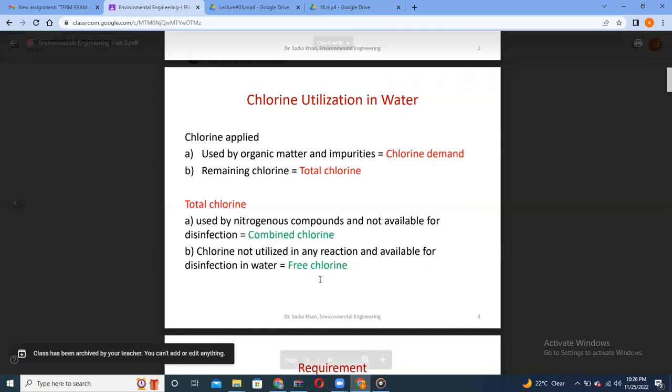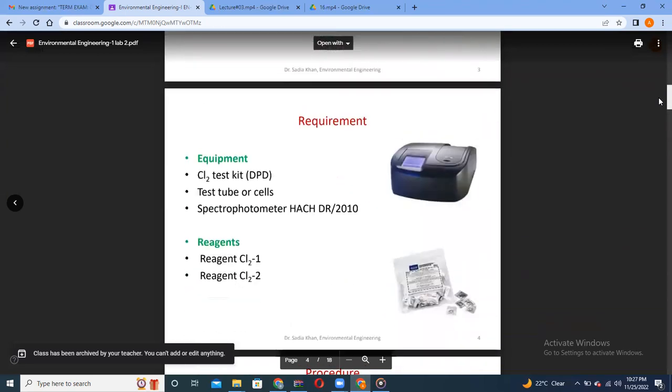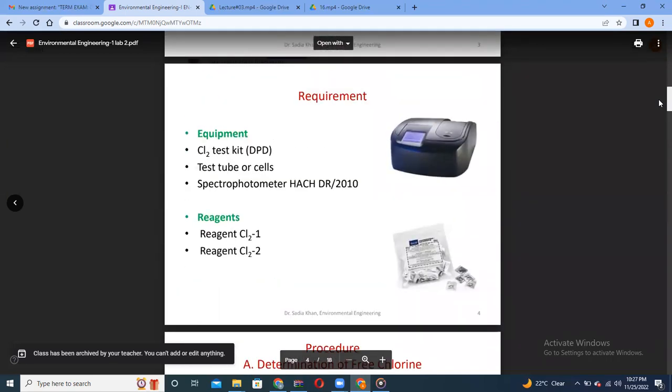Total chlorine is basically used by nitrogenous compounds and not available for disinfection, that is combined chlorine. And on the other hand, we have chlorine not used in any reaction and available for disinfection in water, that is free chlorine. Then what is the requirement for this lab test?